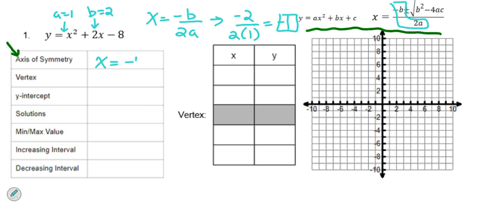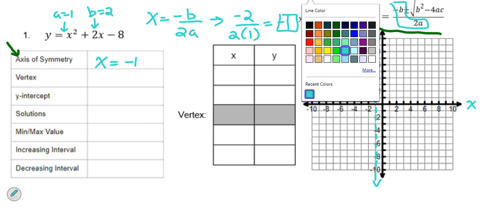X equals negative 1. And just as a reminder, the axis of symmetry means we're going to go to the x-axis, we'll go to negative 1, and we're going to put a dotted line all the way up and down. This axis of symmetry actually splits our graph, our quadratic, in half. Super important.